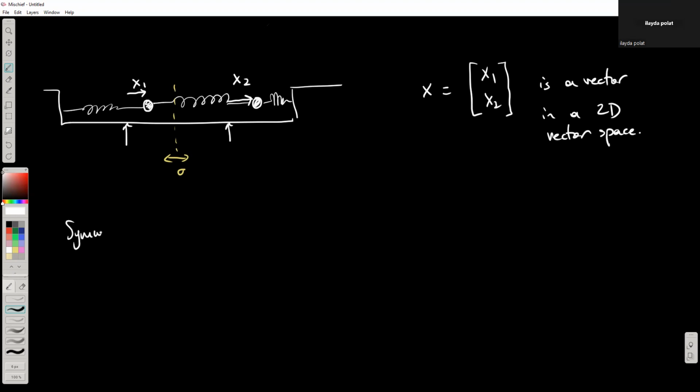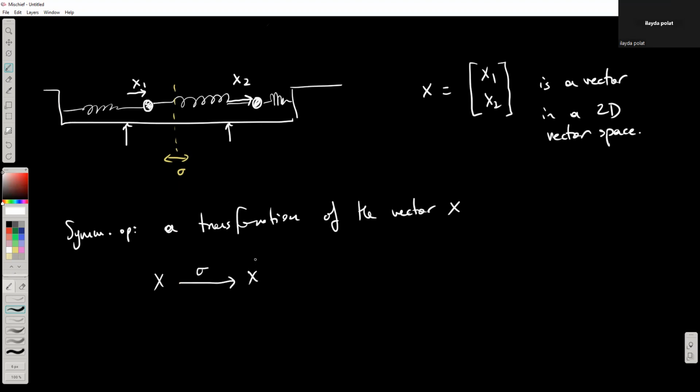So the symmetry operation is a transformation of the vector x. Okay, so x is basically transformed under this reflection, for example, to a different vector. So since this is actually a linear transformation, I can express the second vector as a 2 by 2 matrix multiplied with x. Okay, so in any case, this is going to be our representation actually.